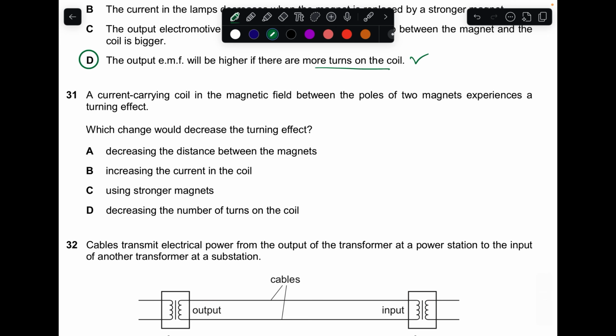Okay. 31. A current carrying coil in the magnetic field between the poles of two magnets experiences a turning effect. Which change would decrease the turning effect? Okay, so we know the turning effect depends on the strength of the magnetic field, the current passing through it, and the number of turns. So option D, that is correct.